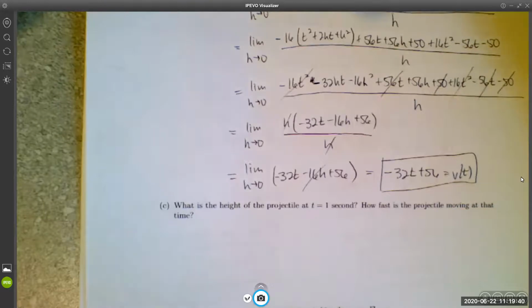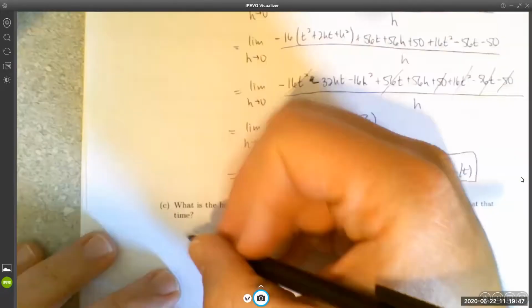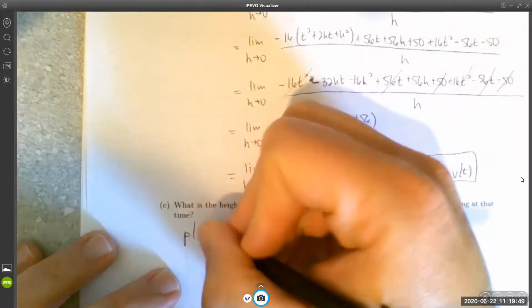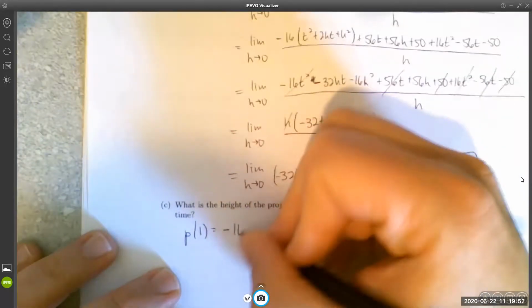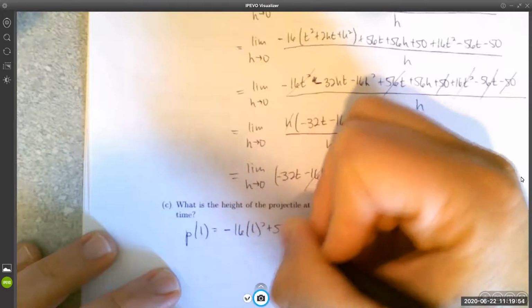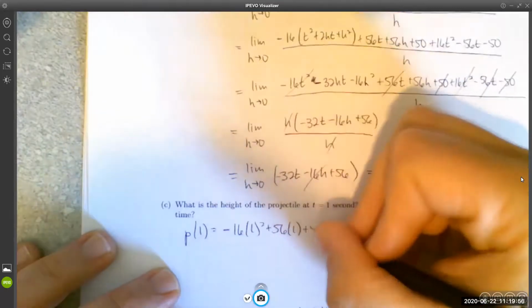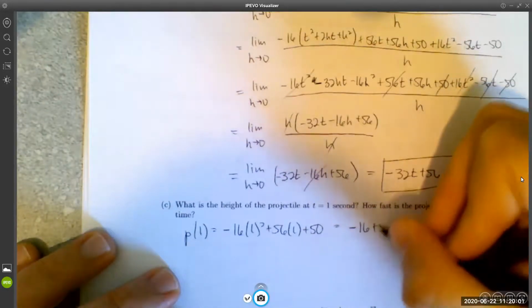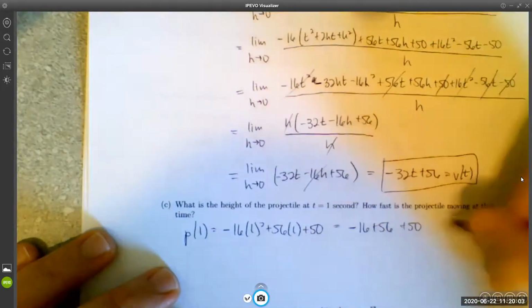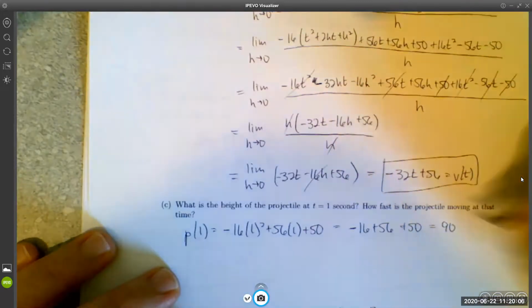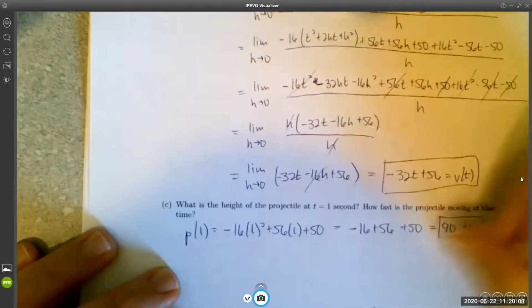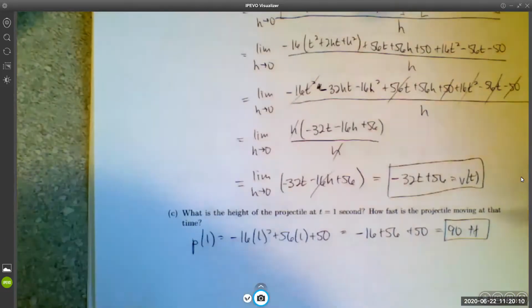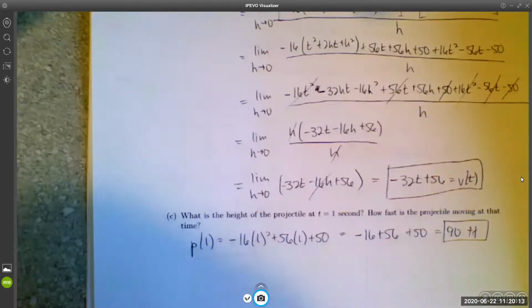So then part C says, what is the height of the projectile at t equals 1 second? How fast is the projectile moving at that time? Well, the height of the projectile is going to be p of 1. That's negative 16 plus 56 plus 50, which I think equals 90. Right, so it's 90 feet above ground after 1 second.